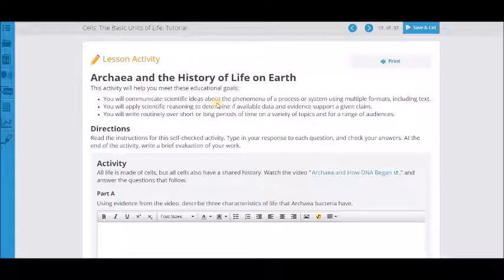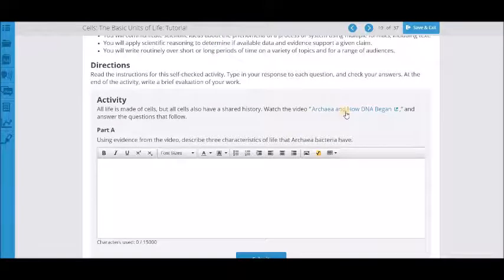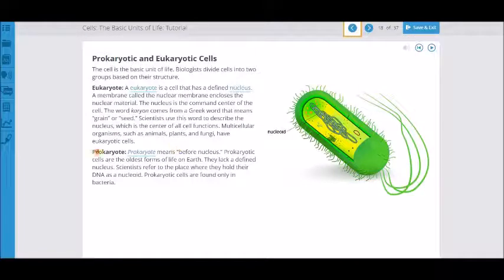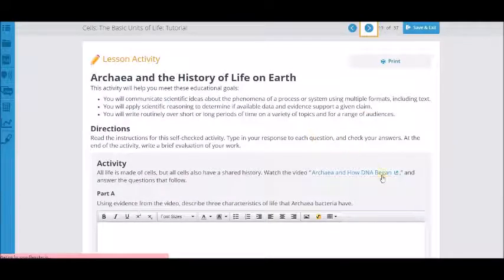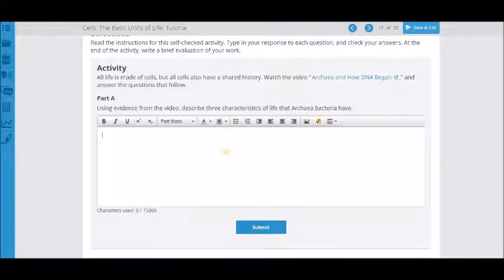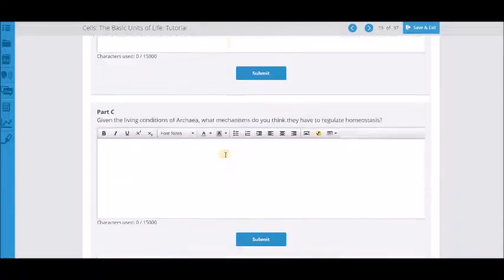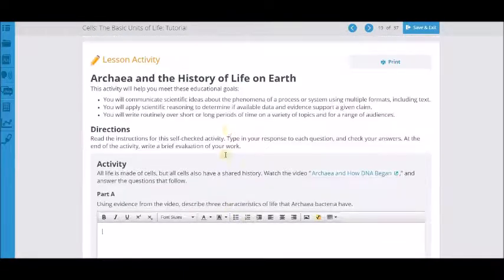So this is an activity on page 19, and you're going to start out by watching this video, Archaea and How DNA Began, and this is going to go back to this page and show you how we got these very simple prokaryotes and how the DNA got there. We're going to spend a lot of time talking about DNA in the next unit, but you have to watch this video and answer some of these questions. So watch, pay attention, and you've got a few questions to answer there. And yes, please do this assignment, because I can't give you a good grade if you don't.